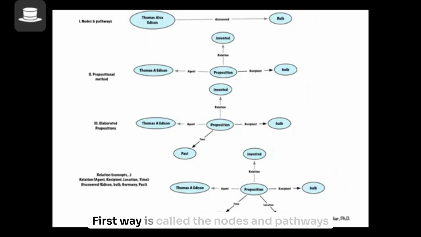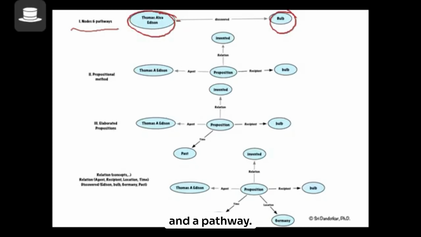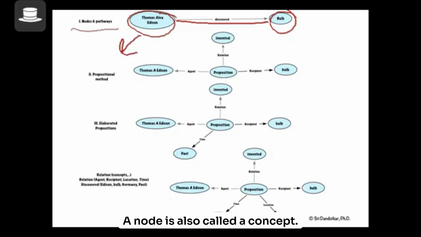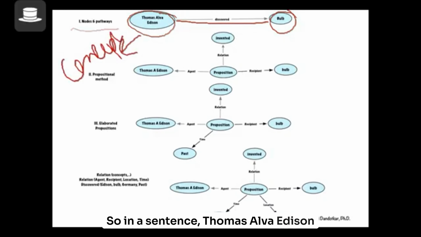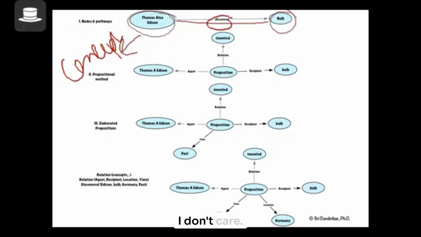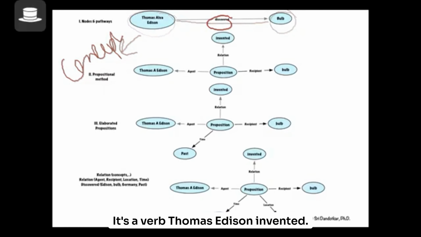The first way is called the nodes and pathways method. In this method, you basically have two nodes and a pathway. A node is also called a concept. So in a sentence, Thomas Alva Edison invented a bulb. I understand the point here. It's a verb.